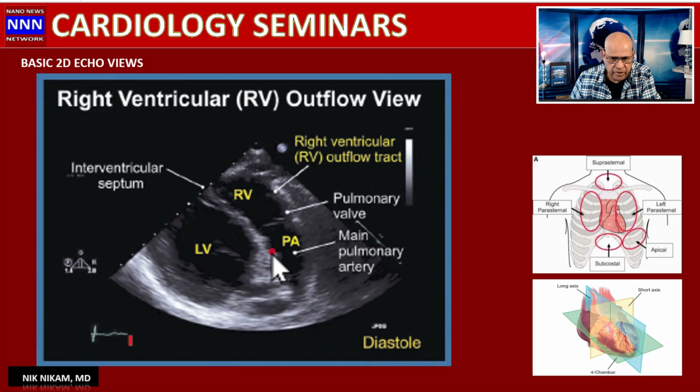And this is the right ventricular outflow tract, which is often done, and this is with the transducer in this view. We can see here we have the left ventricle, here we have the right ventricle, and here's the pulmonic valve, and here's the pulmonary artery. Here we'll be able to appreciate the pulmonic stenosis or pulmonary regurgitation murmur, and we can also put Doppler and measure pulmonary flow and velocities.